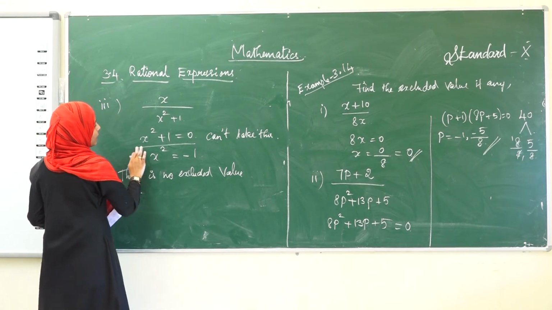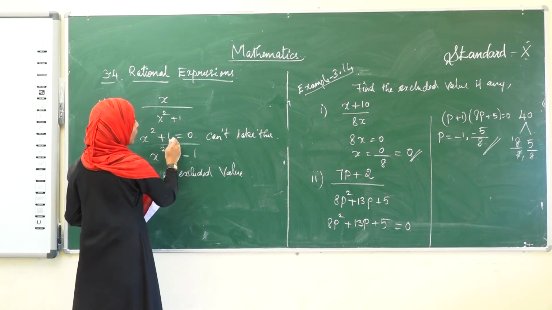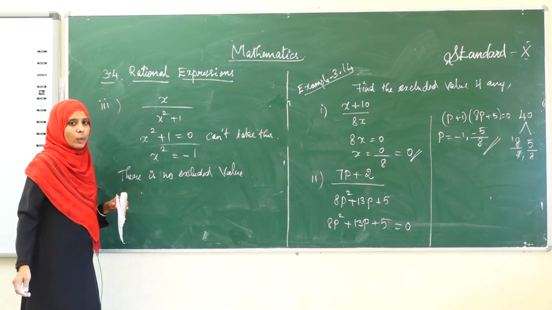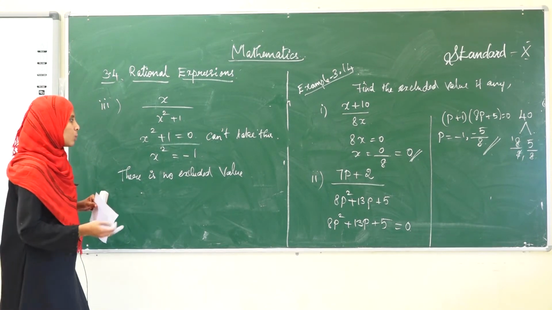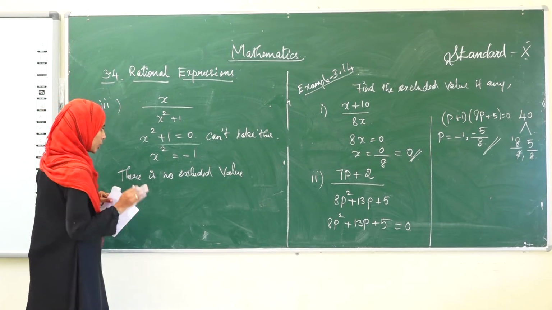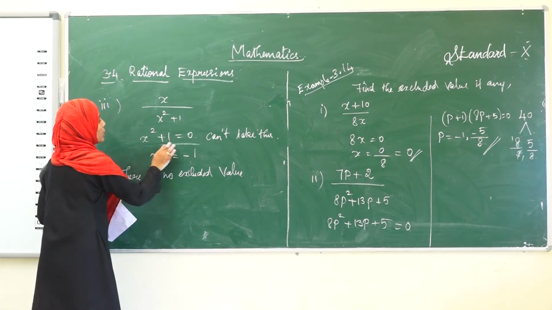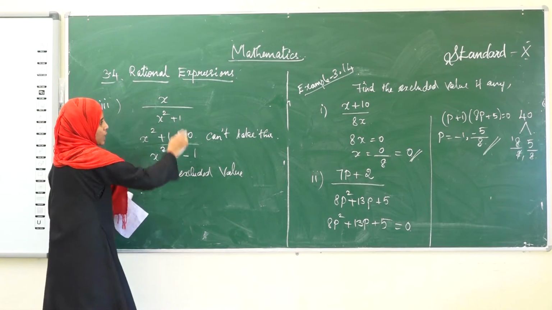The reason is, see here, when we equate the denominator to 0, we get x square is equal to minus 1. But this is not possible because while squaring any term we get only a positive value, but here x square is equal to minus 1. Therefore, this assumption is wrong. Therefore, we don't have an excluded value for this rational expression.